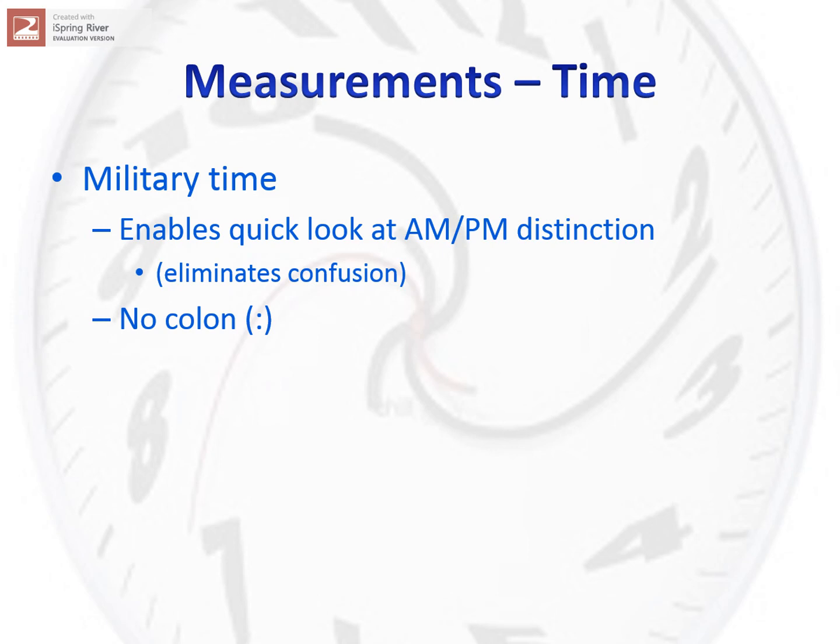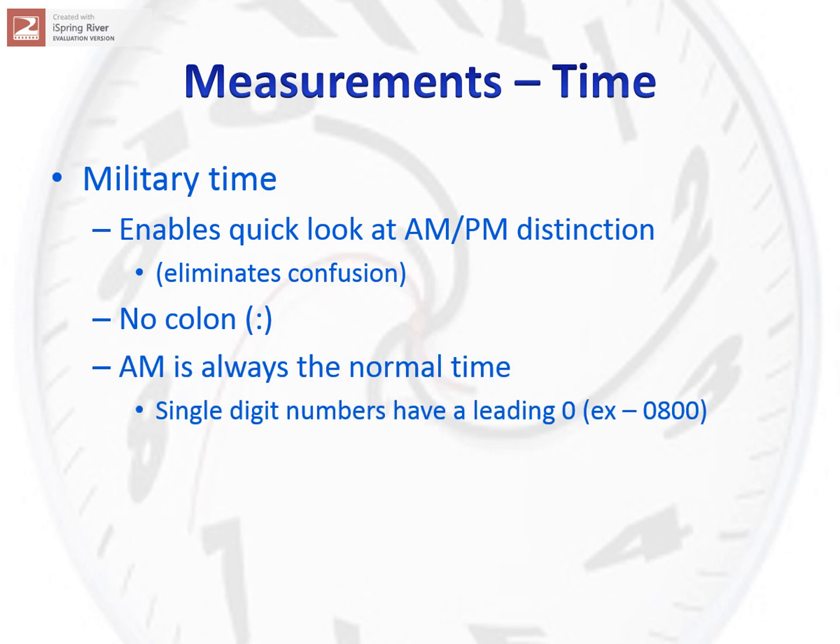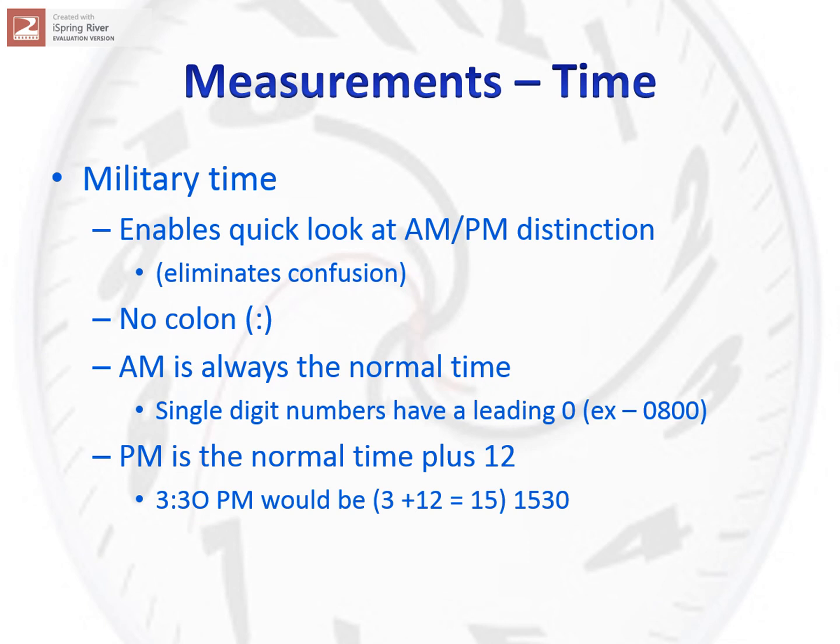There's no colon when you write it. Just remember that. And AM is always the normal time. So if something is at 8 o'clock, nothing gets changed except that, because it's a single digit, we do add a 0. We call that 0800. The PM, however, is going to be the normal time plus 12. So if we're talking about 3:30 in the afternoon, 3:30 p.m., we would go 3 plus 12 is 15, and that would be how we'd come up with 1530.